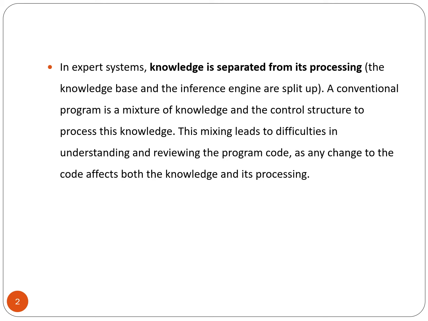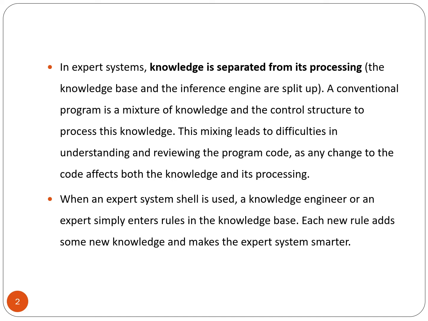And this mixing actually leads to difficulties in understanding and reviewing the program code. So any change to the code affects both the knowledge and its processing. In the conventional method, if you change the code, you are actually changing both knowledge and processing. Whereas if you are developing an expert system, you are doing it separately. You can update the knowledge without affecting the inference engine or the processing.